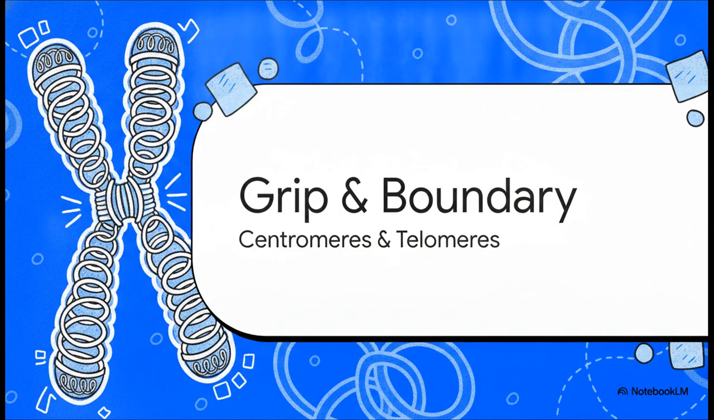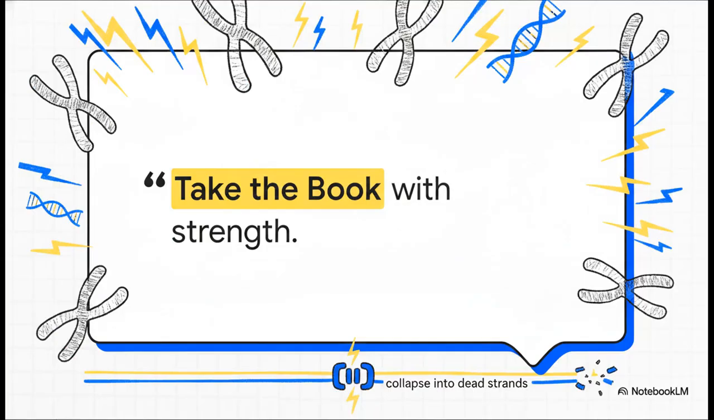Okay, Section 3, grip and boundary. Let's talk about centromeres and telomeres. Right at the center of your chromosomes is a region called the centromere. The source links the strength described in verse 19:12, take the book with strength, directly to the centromere voltage. It acts as an active electrical grip that tightly holds the paired sister chromatids together. One strand is the memory, one is the copy.